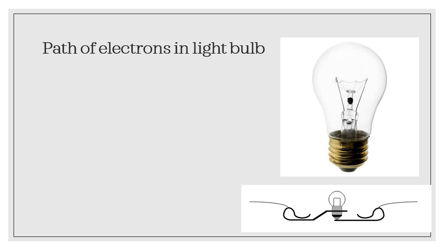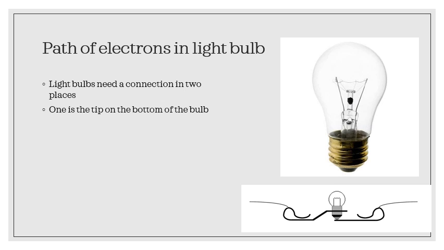Okay. So next, the path of electrons in the light bulb. Well, light bulbs need a connection in two places. Now in the picture they showed a weird kind of light bulb, where they have two little points on the bottom where they connect. But all these incandescent light bulbs have one on the tip at the bottom of the bulb. You can see it marked down there.